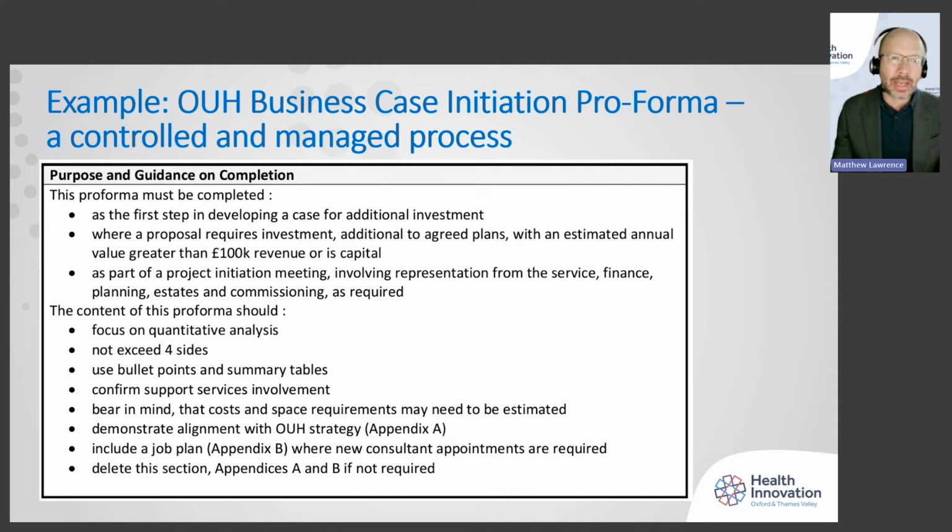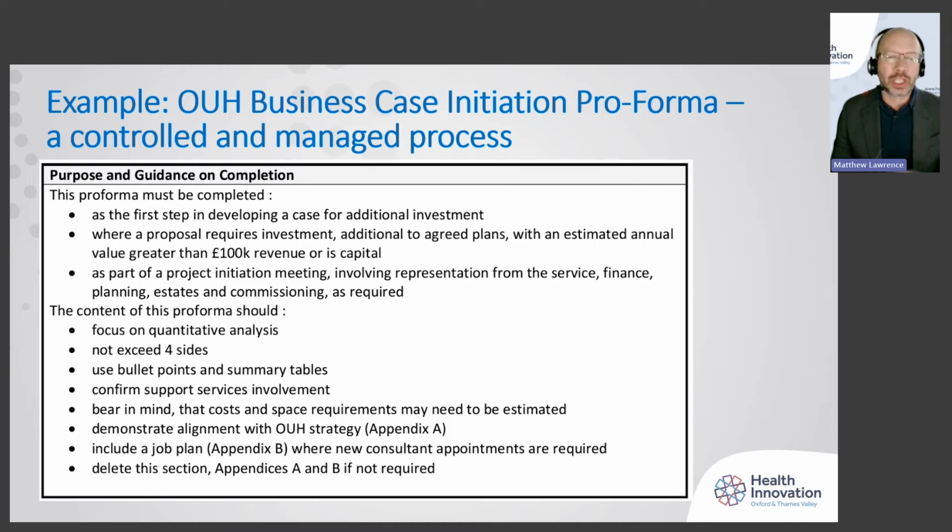And the key point to look at here is that it's a controlled and managed process. They don't want people writing business cases and expecting money to show up the next day. This one explains clearly it's the first step. It's not the only step. There are other steps depending how big it is. And if a proposal requires investment, additional to the agreed plan, so outside the normal budgeting process, with an estimated annual value greater than £100,000 revenue or is capital. So the revenue is 100,000 or anything is capital. So that's the distinction they need to be clear on.